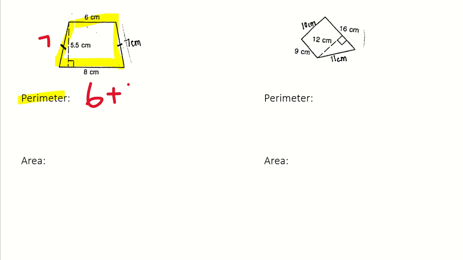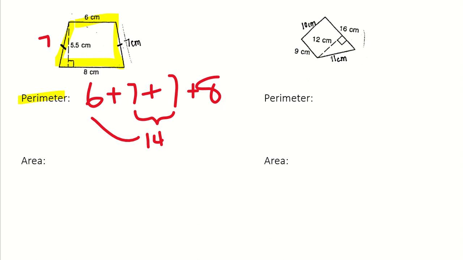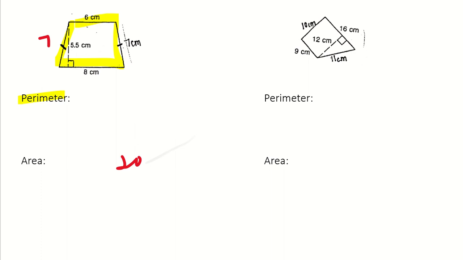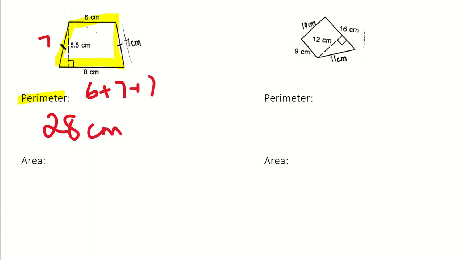6 plus 7 plus 7 plus 8. 7 plus 7 is 14. Plus the 6 is 20, and then plus the 8. Okay, that was just my way of showing my work. It is 28. Perimeter is 28 centimeters, and I got that by adding up all of the sides. Okay, easy. Easy part is done. Now let's talk about the area.